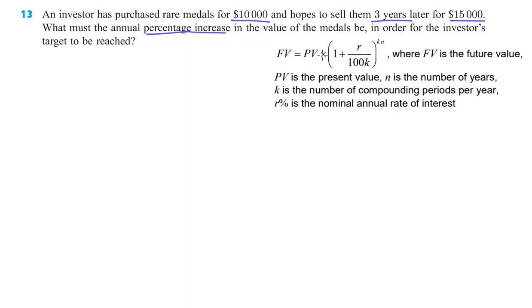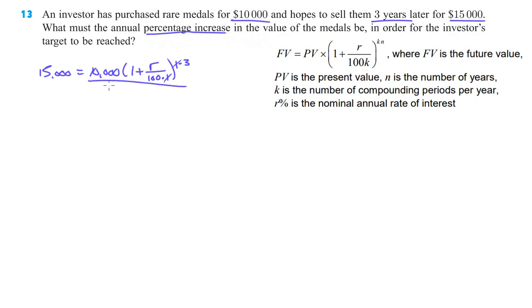So it starts with 10,000, and he wants it to be 15,000. So we have 15,000 equals 10,000 times 1 plus r, we don't know what the r is so we leave r there, divided by 100. It doesn't say anything about compounding periods, so those k's are both 1. And this is 3 years later, so to the third power. So get rid of those 1s. And we want to just solve this for r.